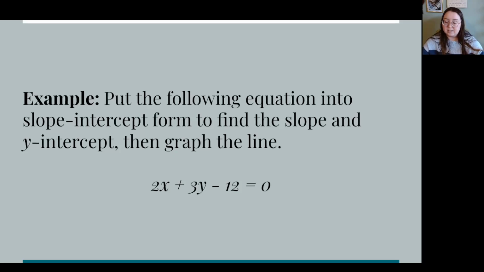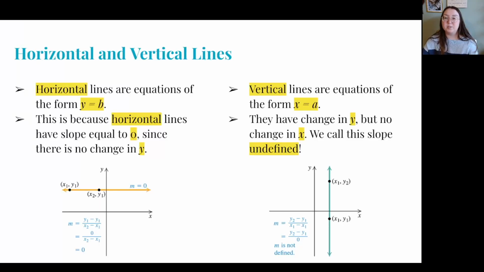Since we had that example there, we're going to move on with horizontal and vertical lines. Horizontal lines are equations of the form y equals b. Horizontal lines are just lines that have a slope of 0. It doesn't go up or down. That's what makes your line go slanted, up or down. And since there's no slope, it's flat. So your horizontal line, y equals b, would just be some number for y. There's no change in y. That means there's no slope.